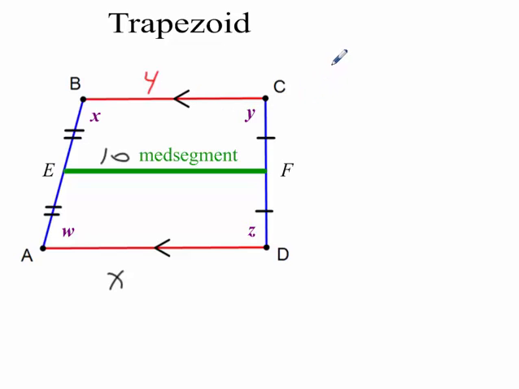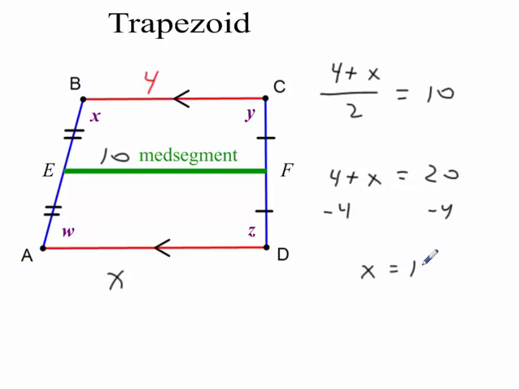It's going to be the bases, 4 plus x over 2, the average of the bases 4 and x, is equal to the length of the midsegment or the median, 10. We'll multiply both sides by 2 to get rid of this denominator. So you get 4 plus x is equal to 20. Subtract the 4 from each side, and x is going to be 16. It does work. Okay, let's move on.